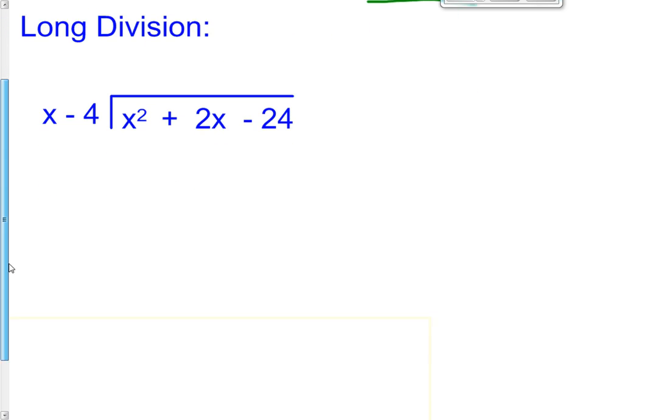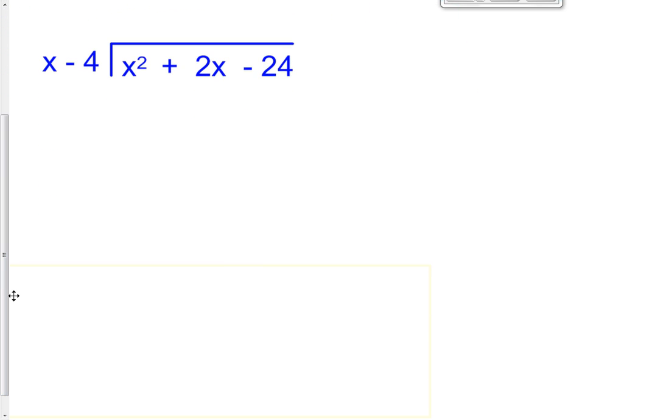Now we're going to focus on this first term. This first term is x, and we're going to ask ourselves a question: how many times does this go into here? Or x times what number goes into here? It's just like what you did in the third grade as well. You said, how many times does this go into that number? How many times does this go into here? X times what is x squared? Well, the answer is x times x is x squared. So you bring that up.